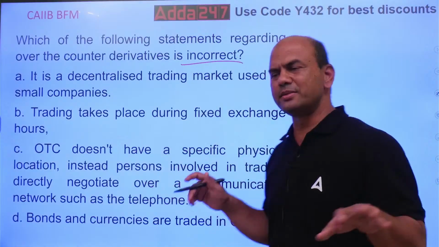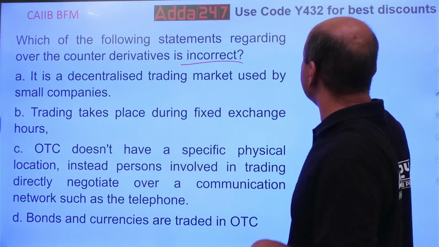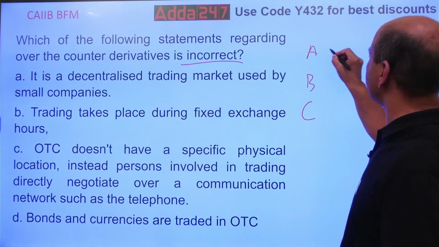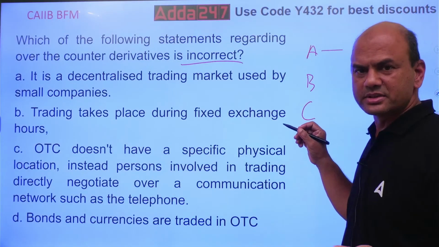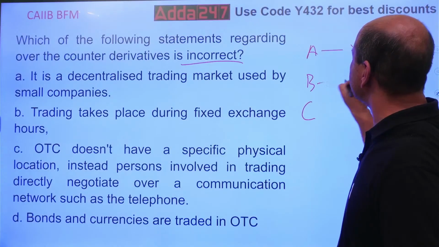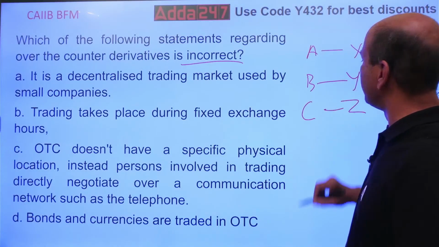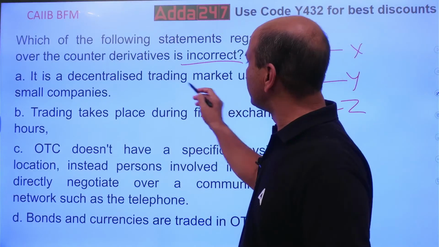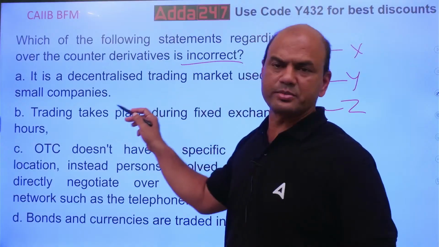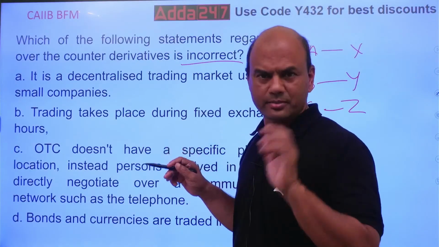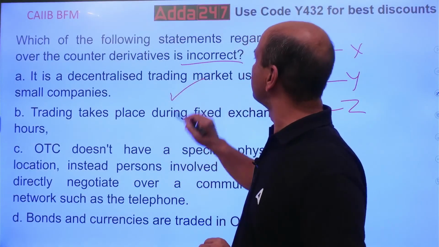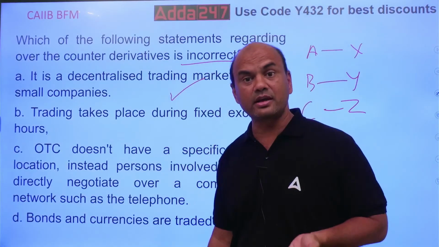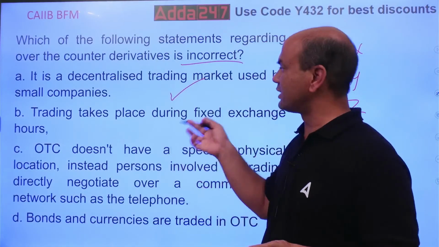Various banks, let's say Bank A, Bank B, Bank C. Each bank will deal with separate customers, customer X, Y, Z. They will set their own rules. It's a decentralized market. Generally, it's used by the small companies. True. But what do you want? Your answer should be incorrect. This is correct. What is the second one?